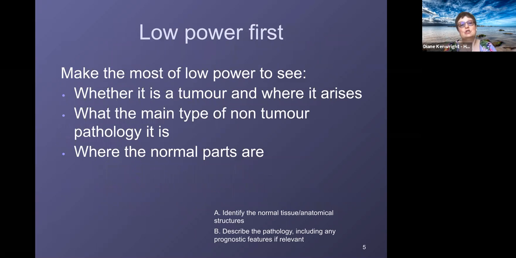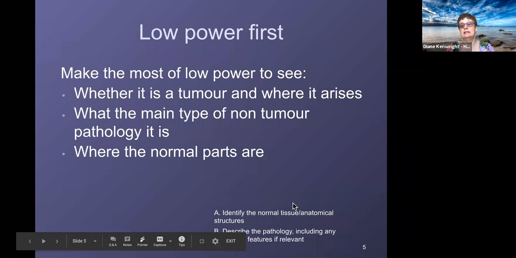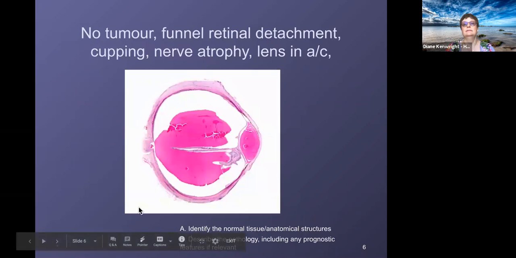Okay, so make the most of low power. Whether it's a tumor and where it arises, and where the main type of non-tumor pathology is and where the normal parts are. So we're addressing these first two bits here. Identify the normal tissue and start describing the pathology. All right, low power. Let's look at an example here.